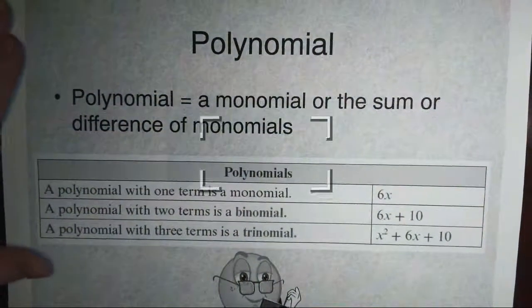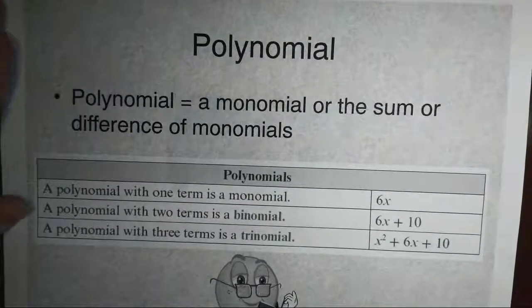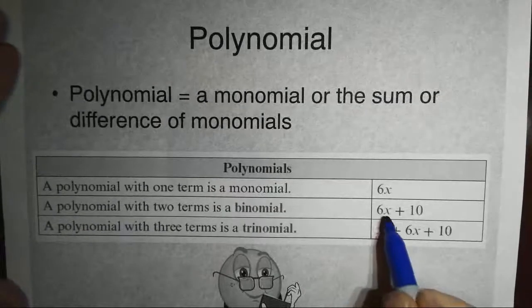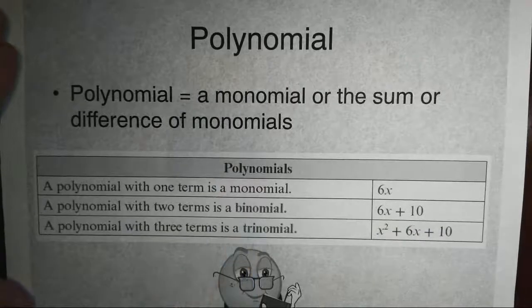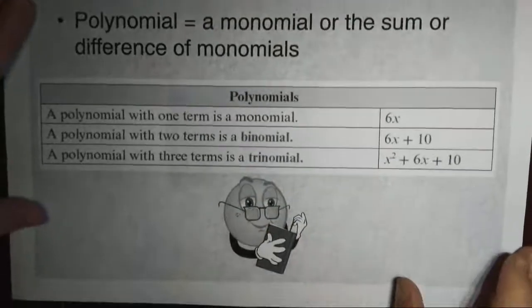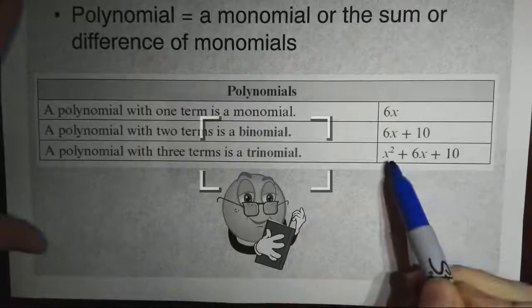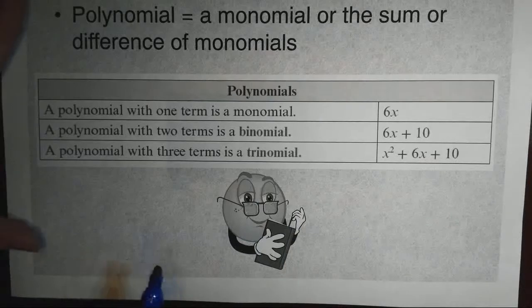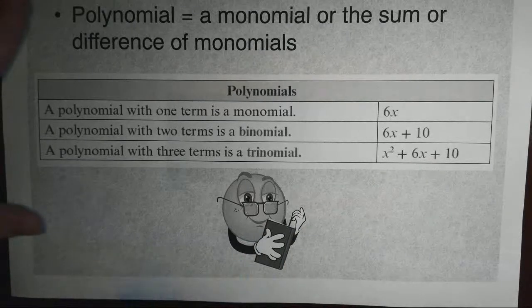When we have more than one monomial combined, we call it a polynomial. A polynomial is a monomial, or the sum or difference of monomials. So a monomial can also be considered a polynomial. If it has two terms, like this one right here, 6x plus 10, it's a binomial, bi meaning 2. And a polynomial with 3 terms, like this one over here, 1, 2, 3, is called a trinomial, tri meaning 3. Now, there are words for more than 3, but after that we usually just call them a polynomial because it's way too much trouble to keep using the prefixes.